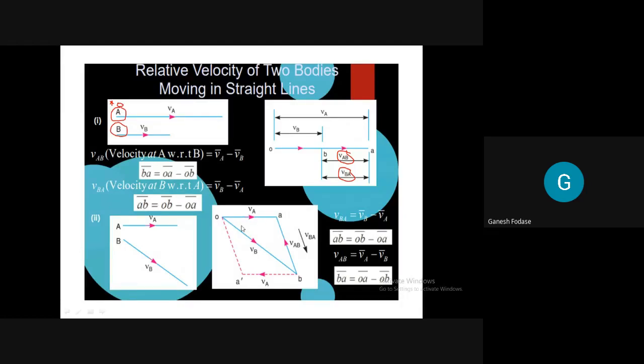And whose velocity is represented by vector OA? A, it is written here. So OA represents velocity of A. Similarly, now see, this OB represents velocity of B. Understand? So the magnitude of this vector.